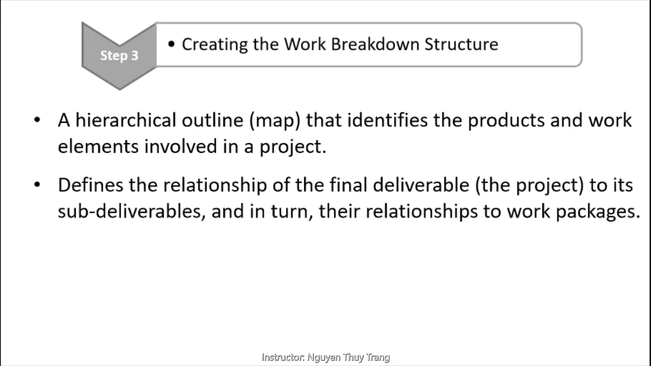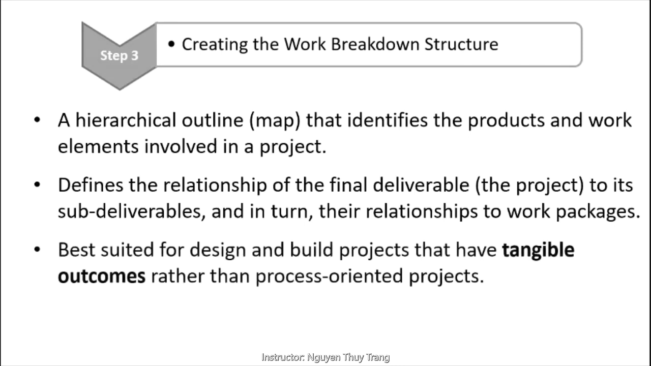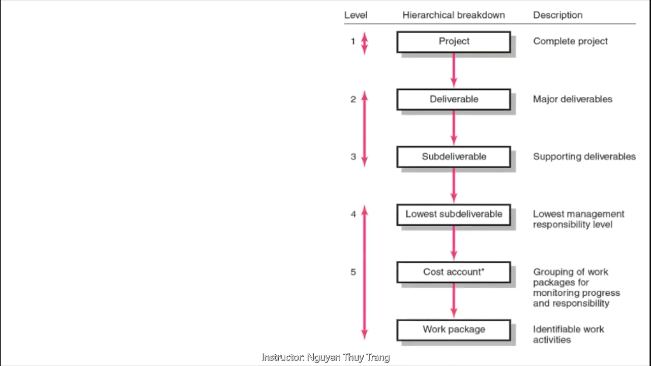It defines a relationship of the final deliverable or result to its sub-deliverables, and in turn, their relationships to work packages. It is best suited for design and build projects that have tangible outcomes rather than process-oriented projects. There are 5 levels of WBS, from the project result at level 1 to work packages at level 5.